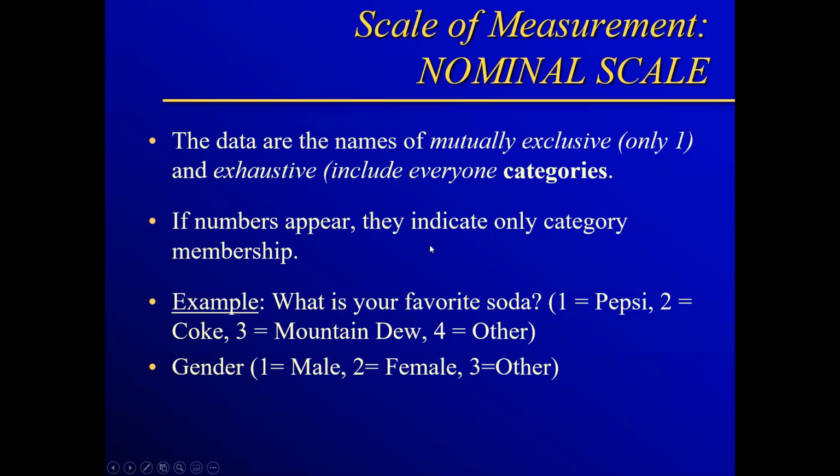I have here, if numbers appear, they only indicate category membership. This is in reference to some of the other ones coming up in the next slide or two. It doesn't matter what we put as a 1 or a 2. I could have female be a 1 and male be a 2. The numbers don't matter. However, whenever we start analyzing data, like on SPSS, everything needs a number. That's how analyses are done. So you have to assign numbers to categories, but in nominal scales, it doesn't matter what number you assign to which category.